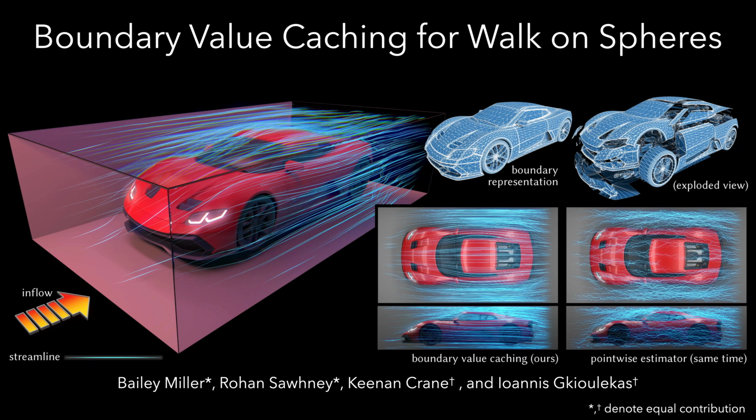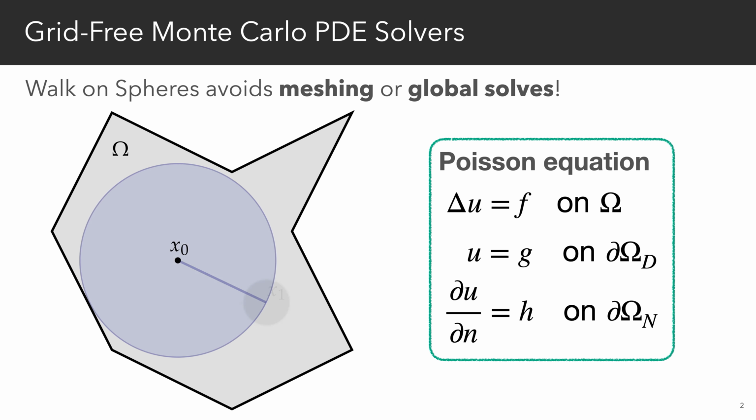Hi everyone, in this talk I'm going to present a relatively simple caching strategy that can reduce noise in Monte Carlo PDE solvers such as walk-on spheres. Walk-on spheres and related techniques such as walk-on stars or the walk-on boundary method solve elliptic PDEs such as the Poisson equation, and crucially, like ray tracing, they can do so without any volumetric meshing or global solves.